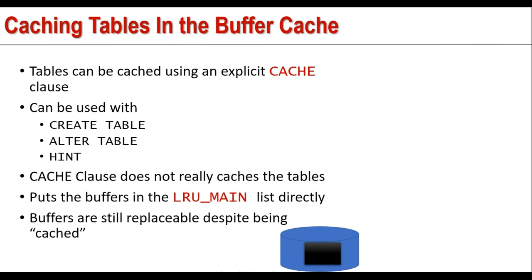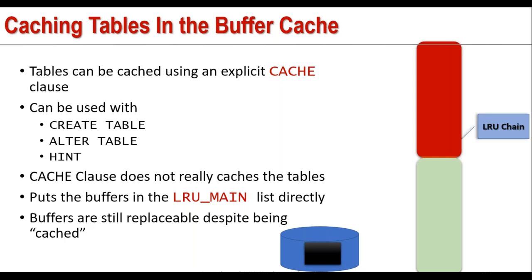And also, there is a possibility for you to have your data marked as cache data, which is the term normally used to ensure that we have a table cached. But unlike the shared pool, which also has a similar thing called keep, the tables are not permanently cached actually. So what does this cache clause do, if you're using it with create table, alter table, or with a hint? It bypasses the midpoint and promotes your buffer directly to the hot end.